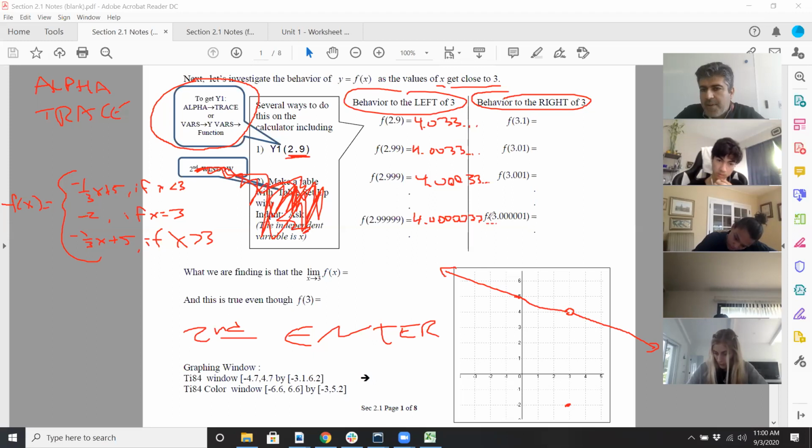So I think it's pretty clear. y is getting close to 4. That's what we're anticipating here. And look at the graph. As I get closer and closer to x equals 3 from the left, we get closer to 4.